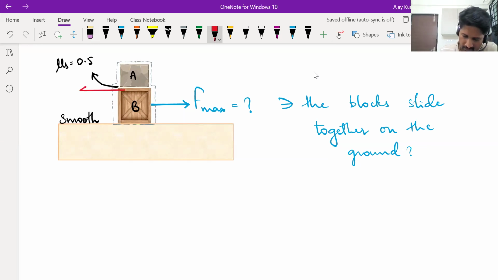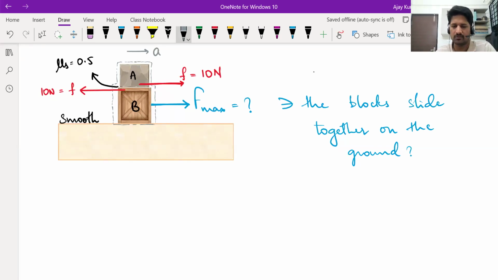As we increase the applied force, capital F, friction starts increasing. The demand on friction will be more to keep them moving together. But what is the limit of friction? We know friction can only increase up to 10 newtons in this case. So we'll assume all that friction is acting. With that, you calculate the acceleration, and then write Newton's second law on both the blocks, and you'll get the answer.